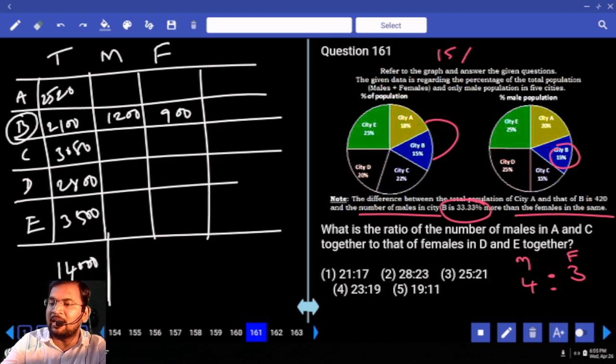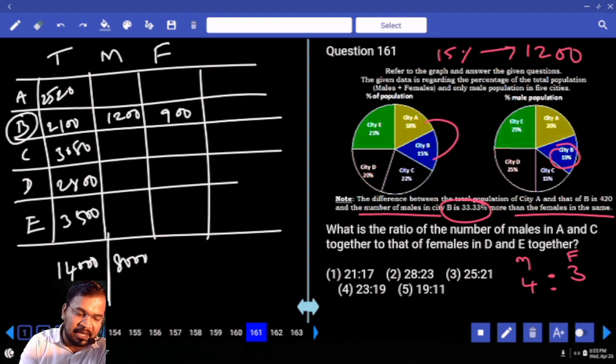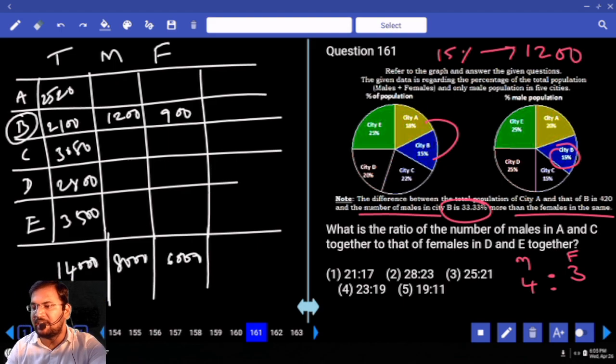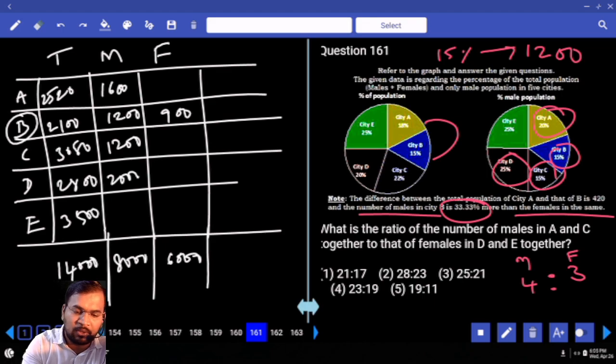15% is 1,200, then 1% is 80, and 100% is 8,000. Males are 8,000. Females are 6,000. Now the percentages they've given are in respect to this. City A is 20%: 20% of 8,000 is 1,600. City C 15%: 1,200. City D 25%, half: 2,000. Here also 2,000. Now 2,520 minus 1,600 difference is 920. 3,080 minus 1,200 difference is 1,880. Next, 2,800 and 2,800 here.